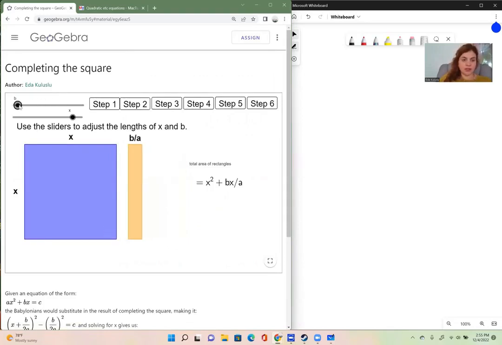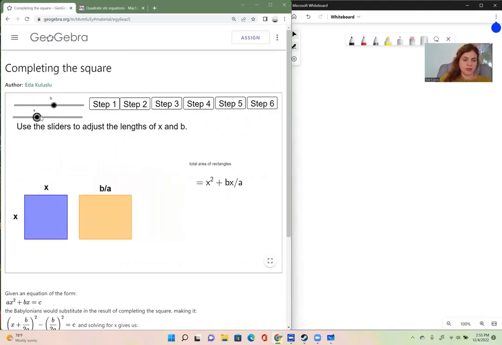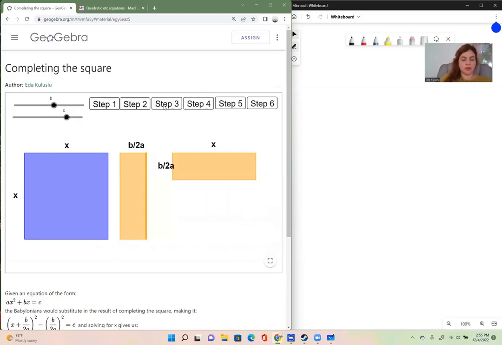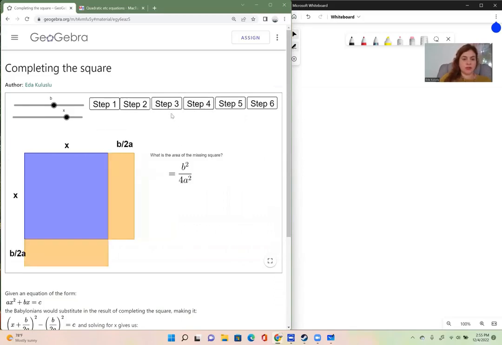So you can adjust the size of the boxes. This method just shows how the quadratic formula can be shown geometrically. So we have our square and rectangle. Okay, the rectangle gets divided in half and situated on either side of the square.